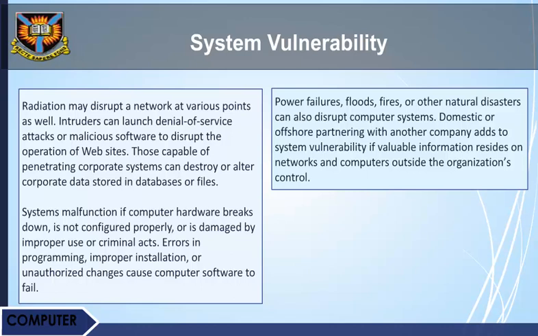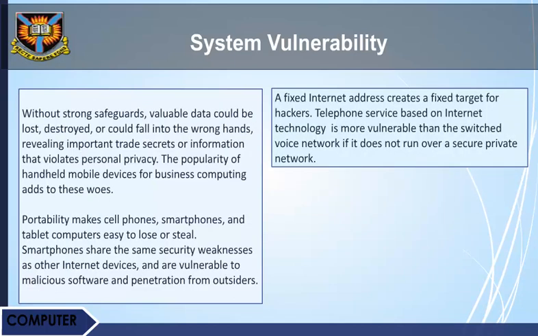Domestic or offshore partnering with another company adds to system vulnerability if valuable information resides on networks and computers outside the organization's control. Without strong safeguards, valuable data could be lost, destroyed, or could fall into the wrong hands, revealing important trade secrets or information that violates personal privacy.